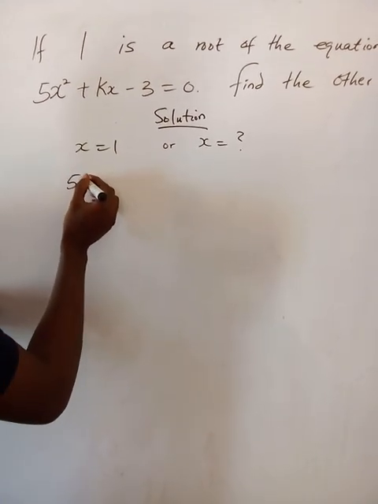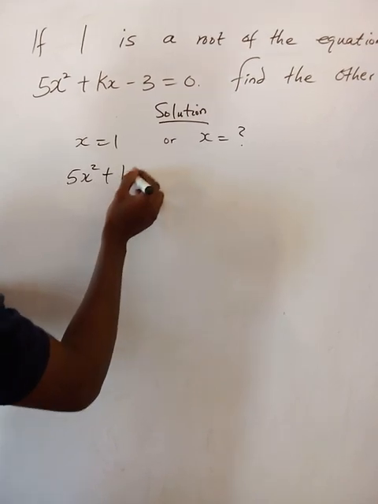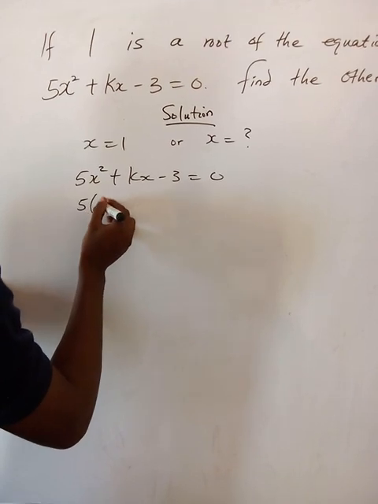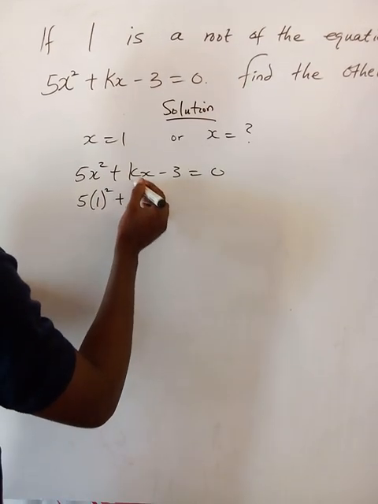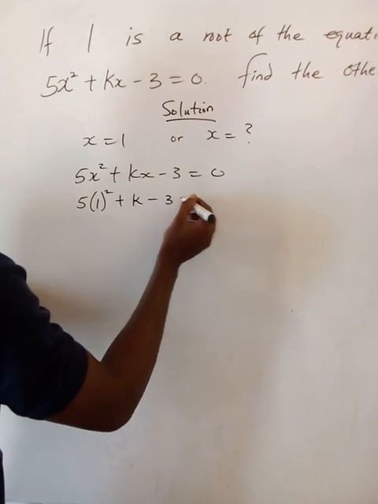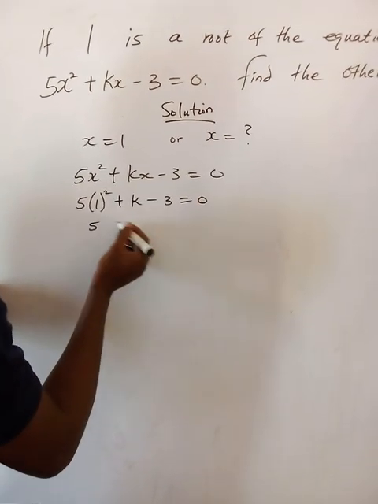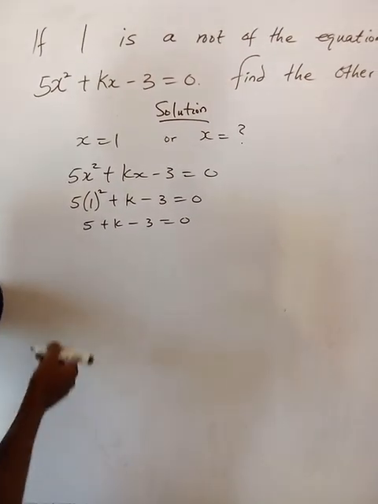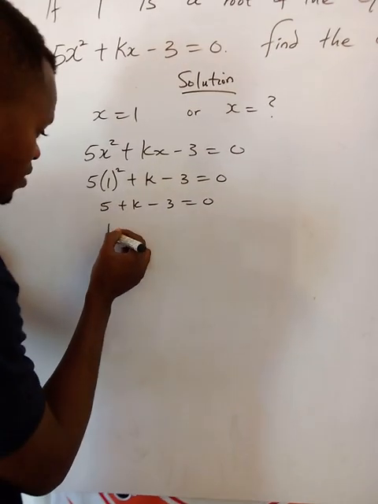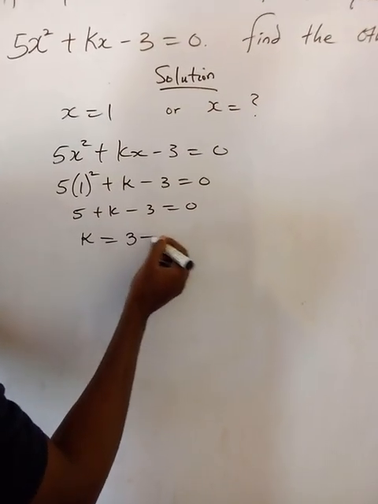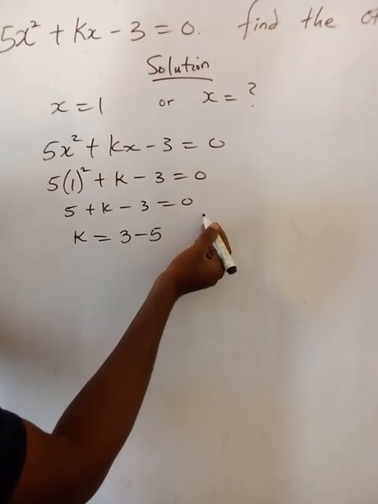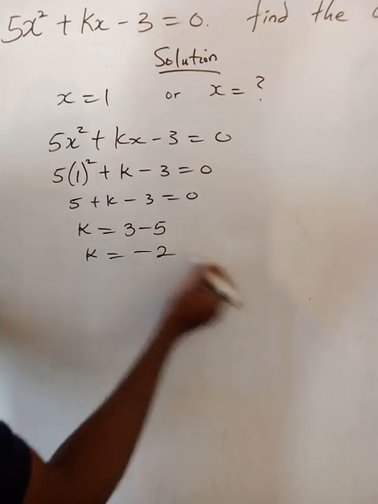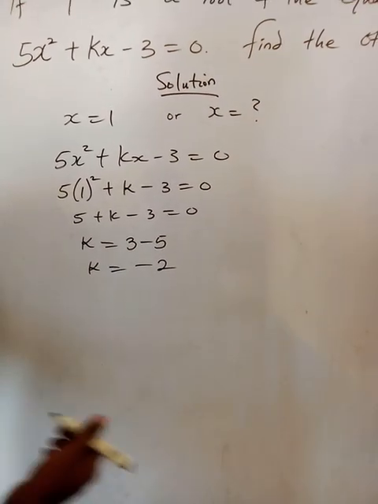So 5x squared plus kx minus 3 equals 0 can be written this way: 5 multiplied by 1 squared plus 1 times k, which is still k, minus 3 equals 0. Here we have 5, 1 squared is 1, times 5 is still 5, plus k minus 3 equals 0. Now we can make k the subject of the formula by saying k equals 3 minus 5. When 3 crosses over, it becomes positive. When 5 crosses over, it becomes negative. And then k is simply equal to minus 2, because 3 minus 5 is minus 2.